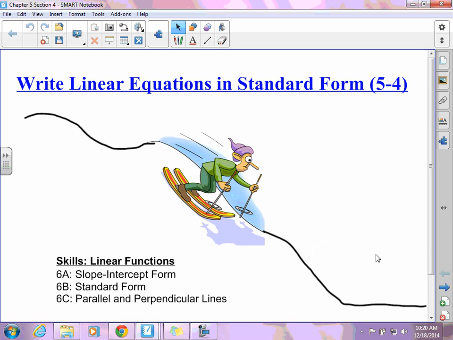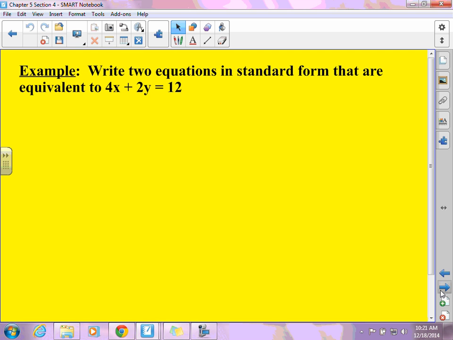What we're going to do is look at standard form again. It is section 5.4, but we're going to do day 2. So mainly looking at standard form. If you remember from yesterday, we took those equations and we put them in standard form.